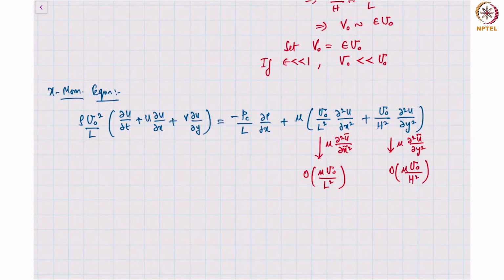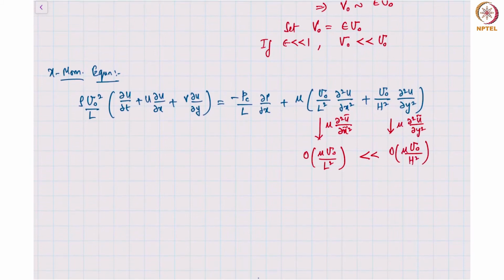And clearly, because h is very small compared to L, the second term is much larger than the first term, which means that the viscous stresses in the vertical direction are much larger than those in the horizontal direction. So in other words, the second term, del square u by del y square, corresponds to the shear stresses. Del square u by del x square corresponds to the normal stresses, right?